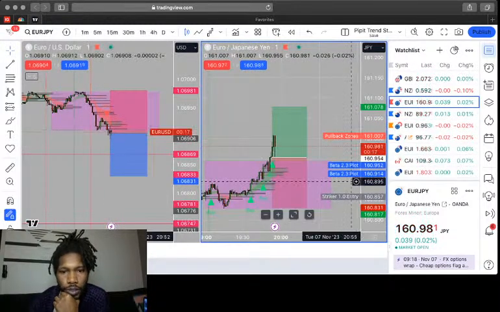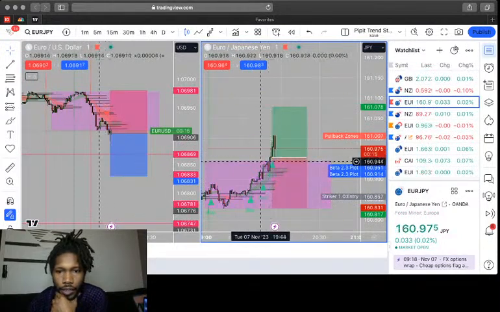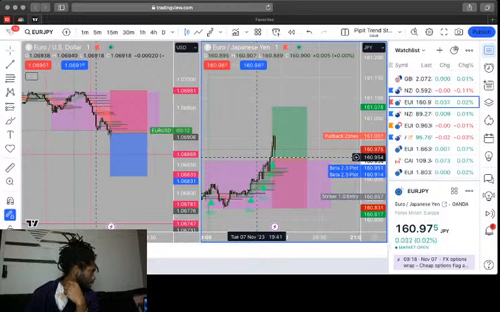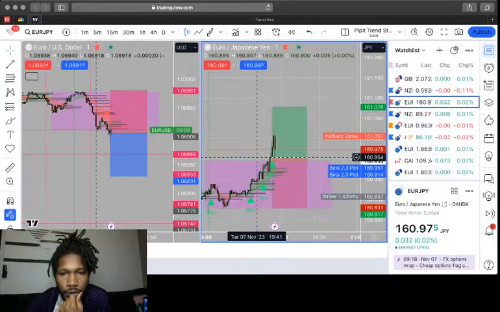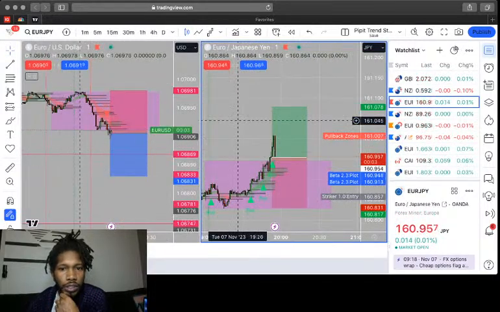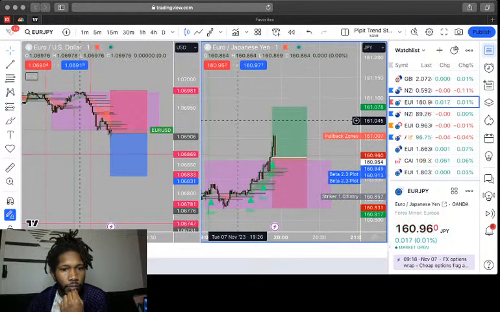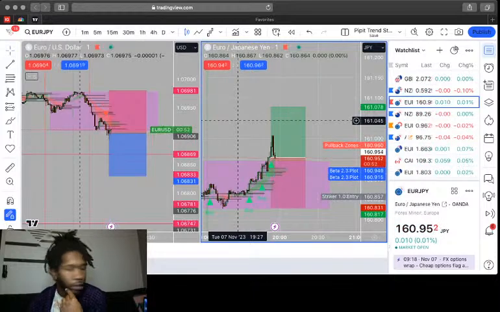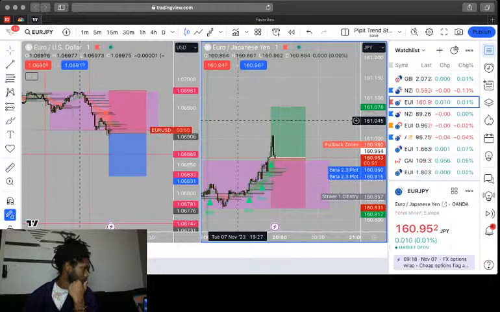Alright, so I got in after that wick. Once price came down, I was able to get in on that entry. So right now we're in EU to the downside. I know EJ to the upside. It's kind of contradictory, but I'm just going with the strategy. I have these zones marked off, and I'm just looking for the breakout of these zones.